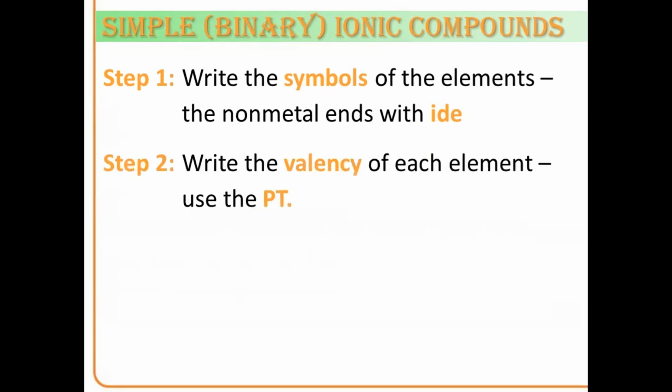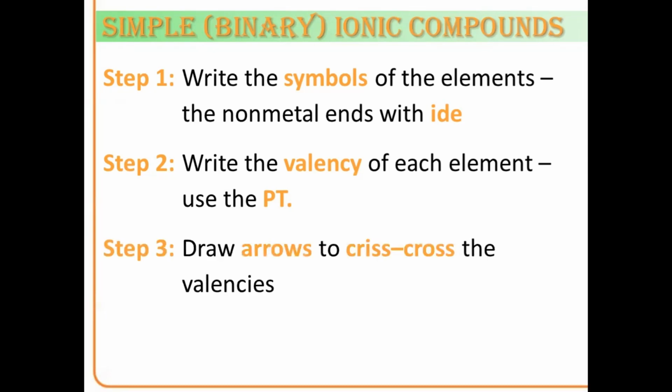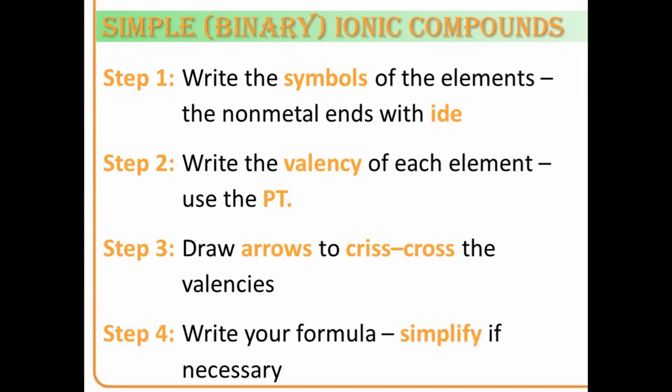Step 2, we write the valency of each element. We can use the periodic table to help us find the valency. And valency is simply a combining number which tells us the number of electrons that an atom loses or gains in order to have a full outer shell. Step 3, we draw arrows to crisscross the valencies. I'll show you how to do this in a moment. And the last step, we write down our formula and we simplify the formula if necessary.